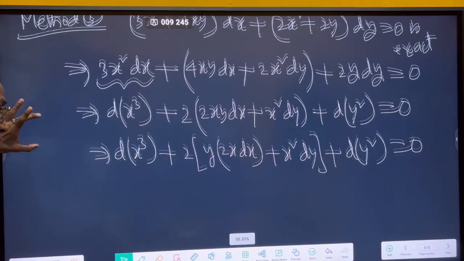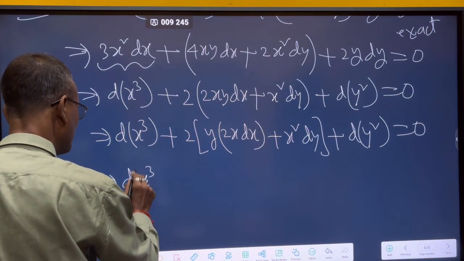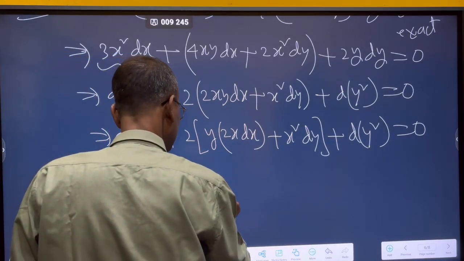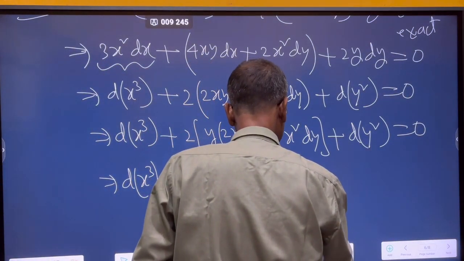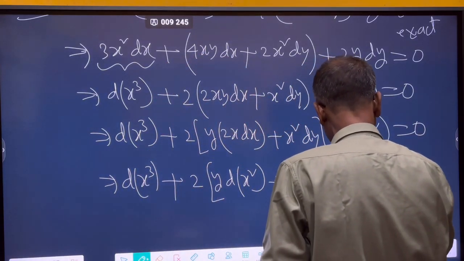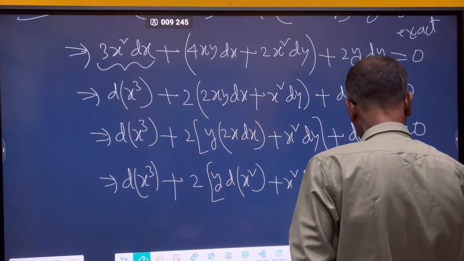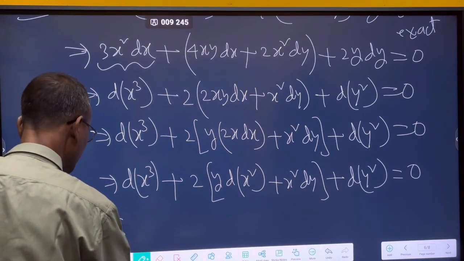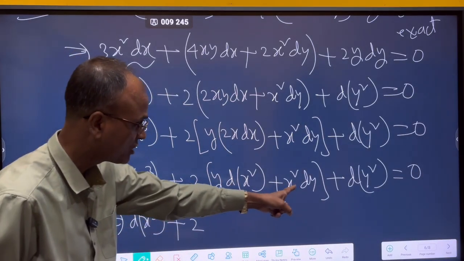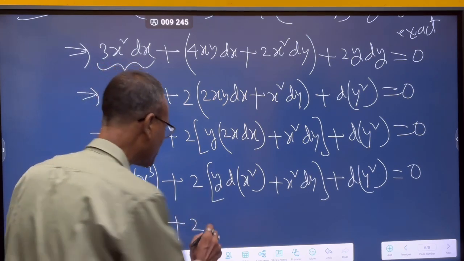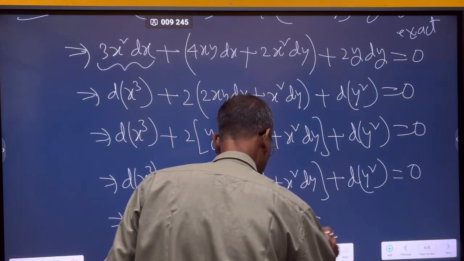Now let me take this a little higher. This means d of x cube plus 2 times, where 2x dx can be written as d of x square, times y, plus x square dy, plus d of y square equals 0. Now this means d of x cube plus, look at this: first function times differentiation of the second function plus second function times differentiation of the first function, that is d of x square y, plus d of y square equals 0.